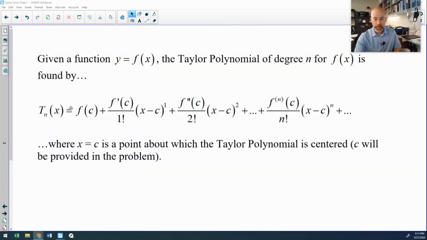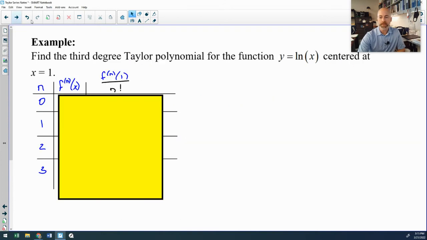Here is the formula that we'll use, and c is going to be some point that will be given to you in the Taylor approximation. So let's look at how this would work, and I want to start by finding the third degree Taylor polynomial for the function y equals ln x centered at x equals 1. And to do that, we will use this formula right here.